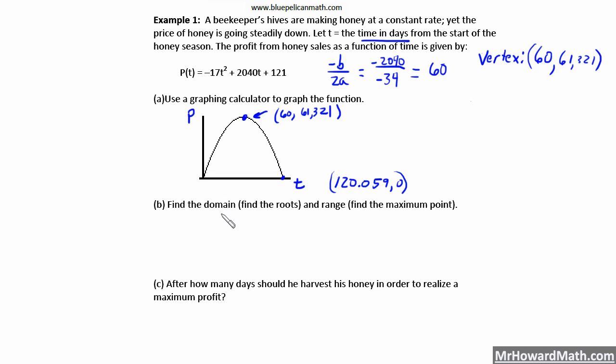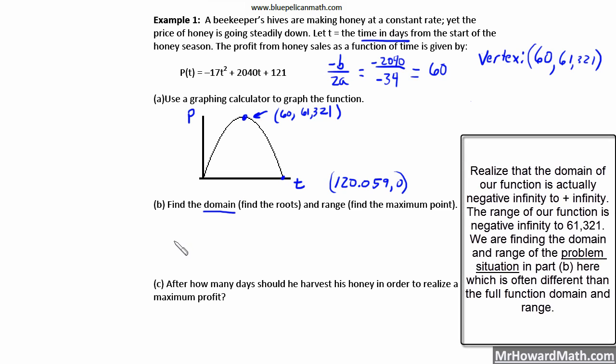Alright, so next we want to find the domain and find the roots and range, find the maximum point. We want to do all of these things. So first let's find our domain. So our domain, that's going to be our t-axis. So that's going to be from time of 0. We don't care anything about any time before 0, obviously. So 0 out to this x value of 120.059. In our real world problem situation, we don't care about anything beyond that. So there's our domain.